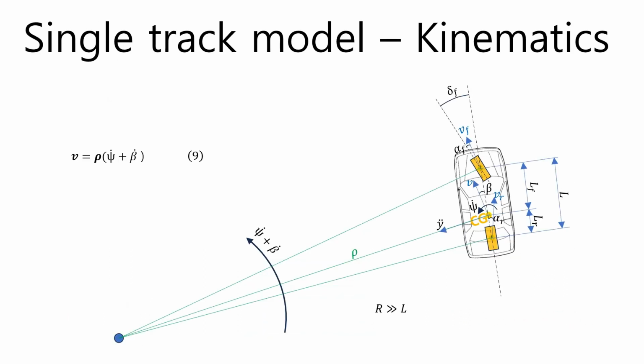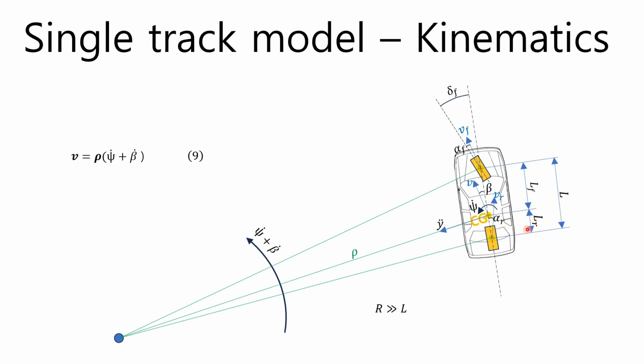Let's analyze the kinematics of the single track model to derive the relevant equations. Let us analyze the case where the vehicle turns with curvature radius rho. In the picture here, L represents the wheelbase, LF represents the longitudinal vertical distance from the center of gravity to the front axle, and LR represents the longitudinal vertical distance from the center of gravity to the rear axle.